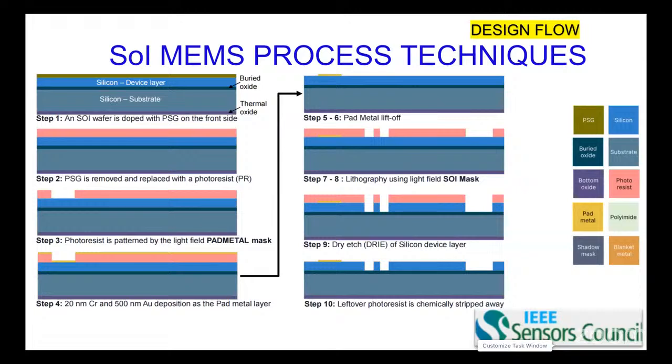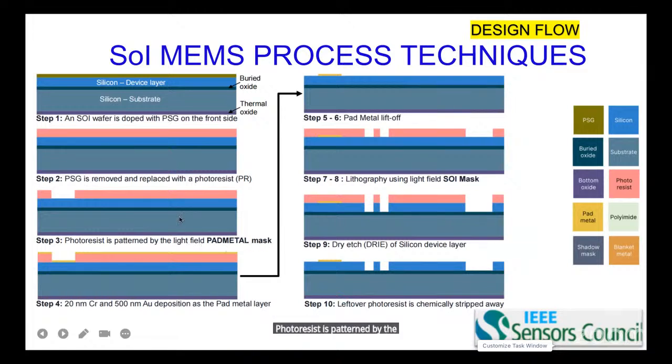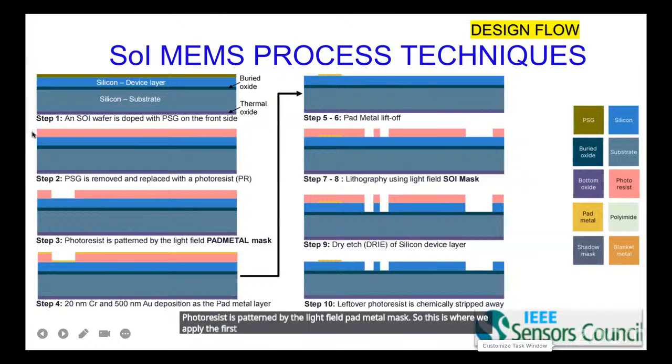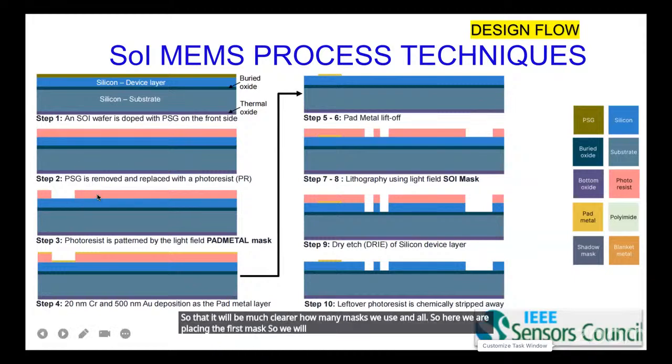Now, in the first step, we placed PSG, and in the second step, photoresist material is placed. And in the third step, photoresist is patterned by the light field pad metal mask. So this is where we apply the first mask. I want you to concentrate on what I'm saying, so that it will be much clearer how many masks we use. So here we are placing the first mask. This is for metal deposition, pad metal deposition.